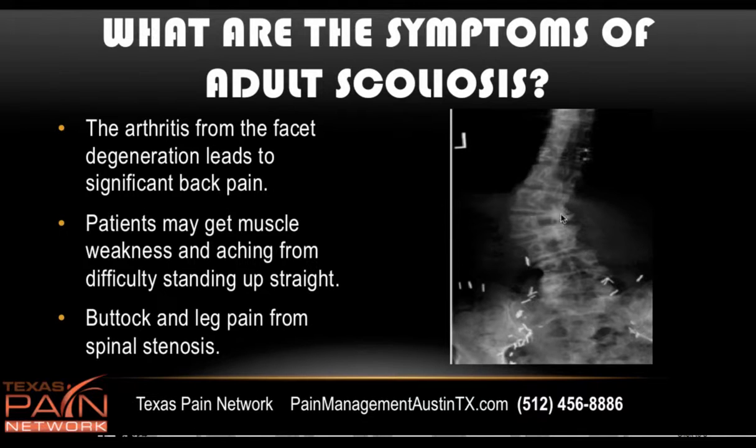So you can see a curve here in an adult, but think about it. The nerve roots are coming out here, here, here. See how little room there is because it's basically closing down in this concave area. So the arthritis from the facet degeneration can lead to back pain and muscle weakness and aching because it's tough to stand up straight. And then you can get spinal stenosis where the nerves get pinched over here, so that's what can lead to the leg pain.